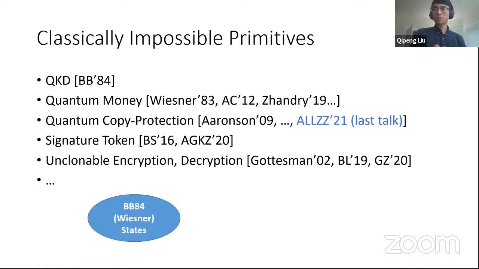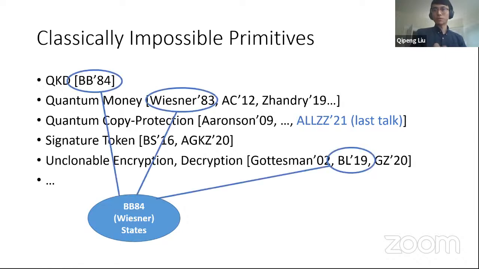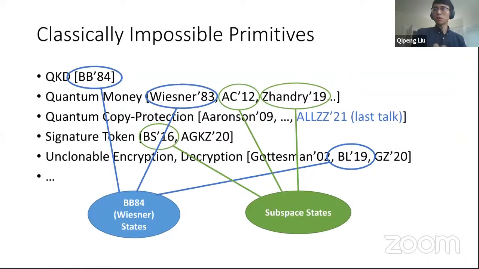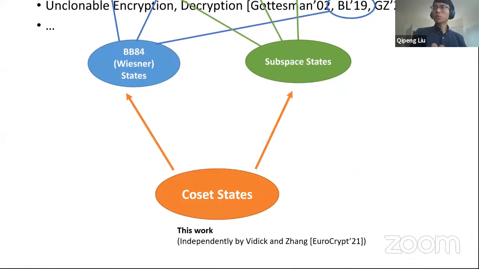Most of these applications are based on BB84 states or Wiesner states, which were first used by Wiesner, and subspace states, first used by Aaronson and Christiano. In this work, we propose a new notion that is an analog of both the BB84 states and subspace states, which we call coset states. We show in this work that coset states possess all important properties of BB84 states and subspace states. We will further show that because coset states have more algebraic structure, they improve many of these applications.